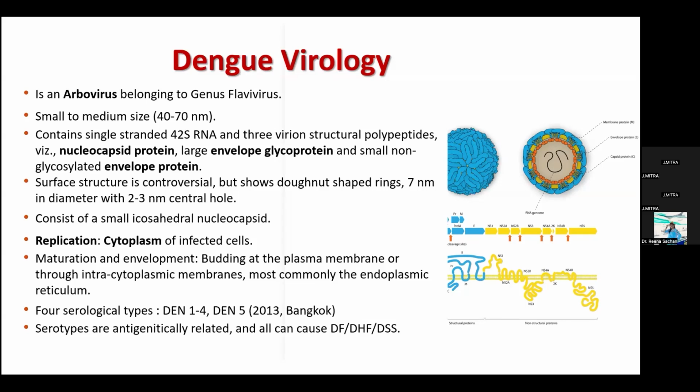There are 4 basic serotypes that have been observed in dengue. These are DEN1, DEN2, DEN3, DEN4. But in 2013, Bangkok also reported another serotype, that is DEN5, but it has not been reported yet in India. The peculiar thing about these serotypes is that they are antigenically related and cause disease arising from the spectrum of dengue fever to dengue hemorrhagic fever, as well as dengue shock syndrome.